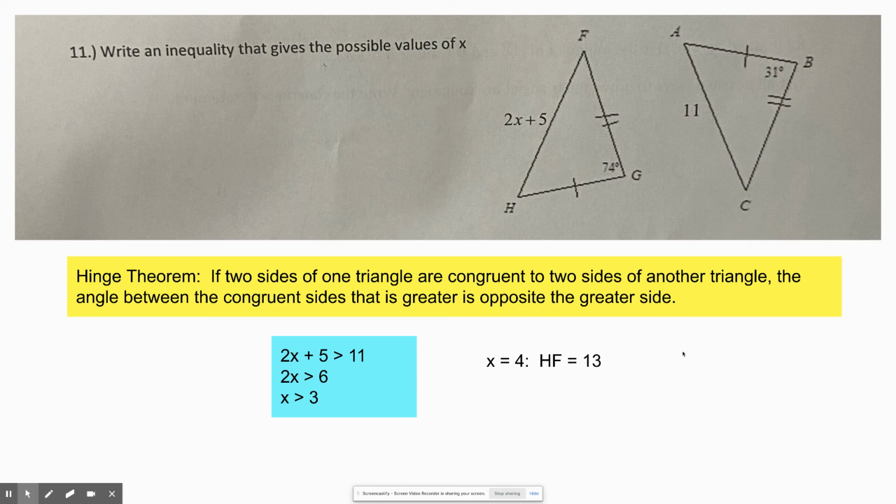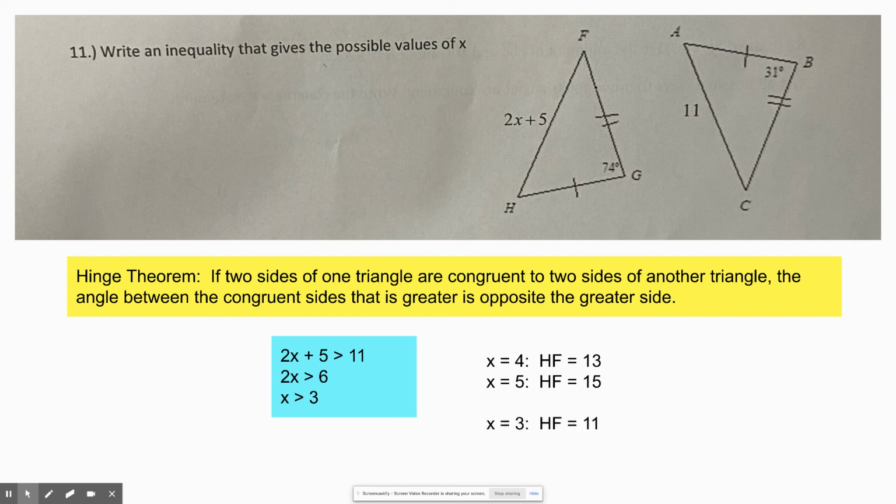All right, if x is 4, then 2 times 4 is 8, 8 plus 5 is 13. If x is 5, and by the way, 13 is greater than 11, so that makes sense. If x is 5, 2 times 5 is 10 plus 5 is 15, and that's greater than 11. That makes sense. But what if x were 3 or some number less than 3?